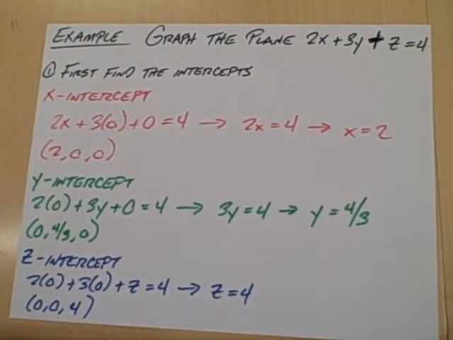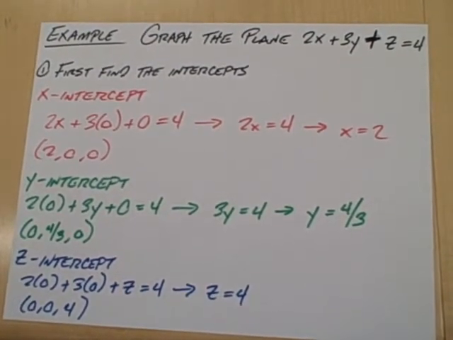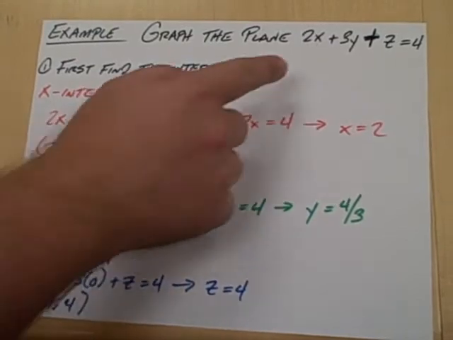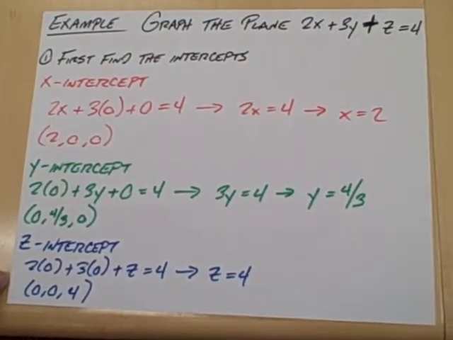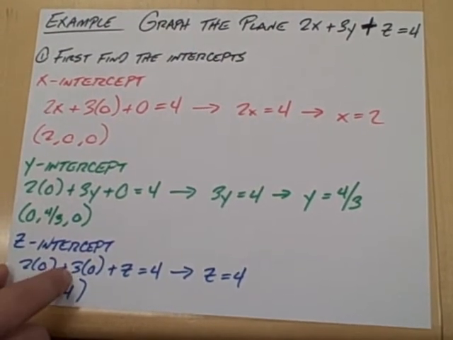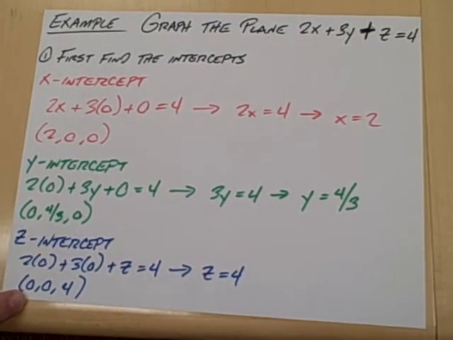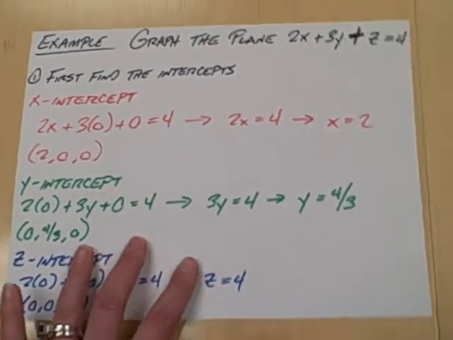And then finally for the z-intercept, we know from our definition that it happens when x is 0 and y is 0. So again, plug into the original equation. Everywhere you see an x, you put a 0. Everywhere you see a y, we're plugging in a 0. And simplifying, we end up with z = 4. So my ordered triple for the z-intercept is (0, 0, 4).